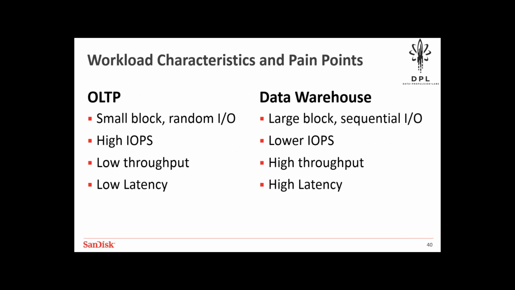Okay, some workload characteristics and pain points. Transactional workload: small block, high IOPS, low throughput, and generally low latency required. Versus data warehouse: large block, sequential I/O, not random. Far fewer IOPS typically, much higher throughput required, and much more forgiving in terms of latency.